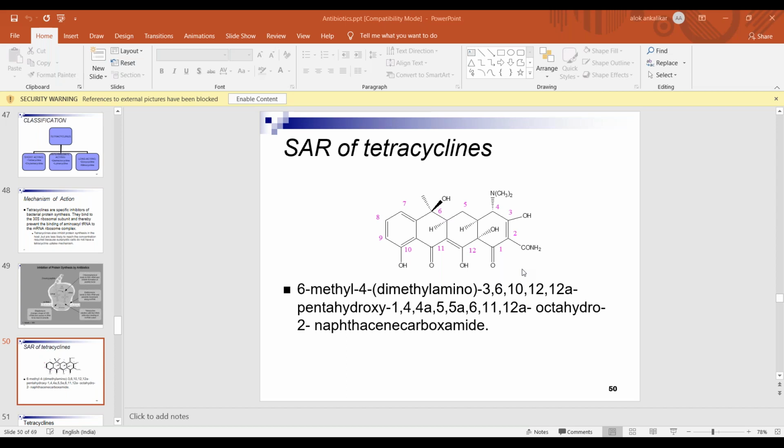So the SAR of tetracyclines is really very elaborate. It is very long. There are around 15, 16 points to it. Okay, and since there are 15-16 points to it, go through the didactic lecture carefully, note down each and every SAR point of this tetracycline. This is a sure shot question in the examination.